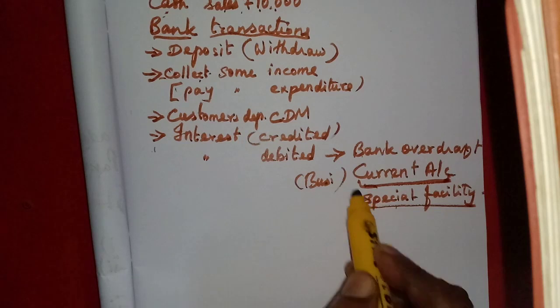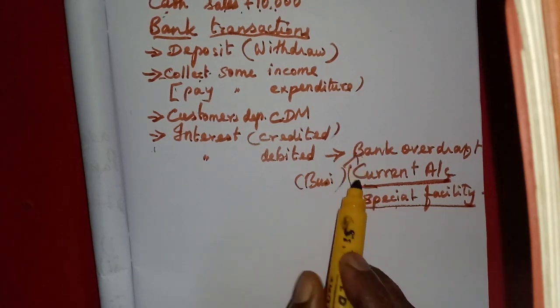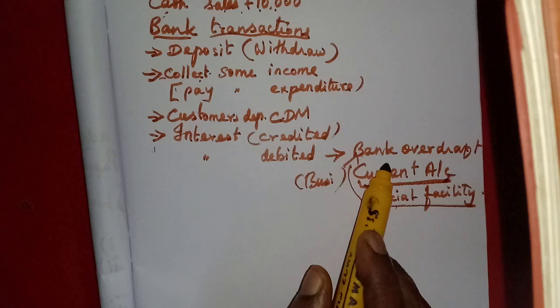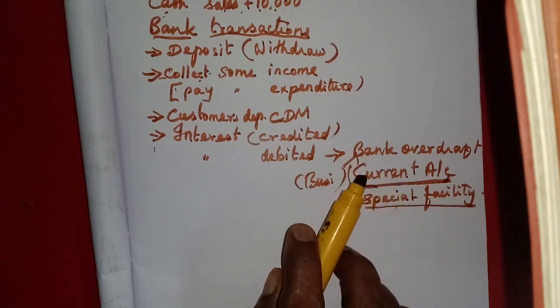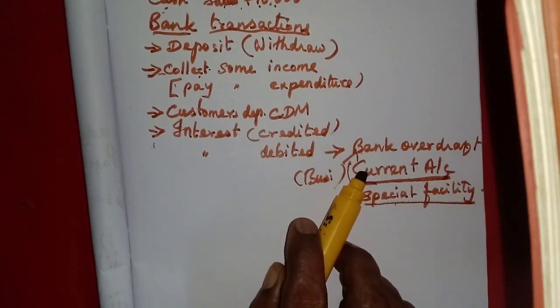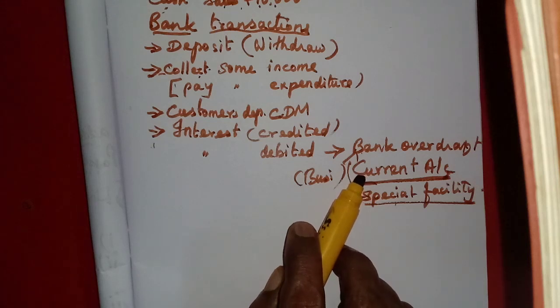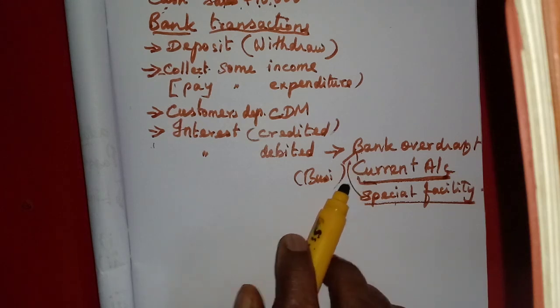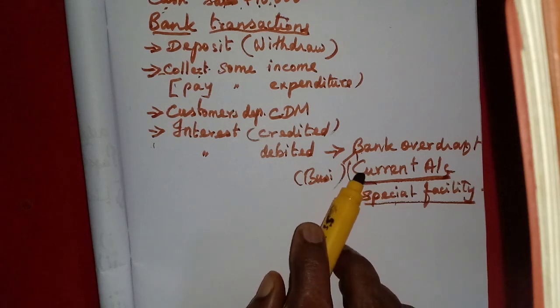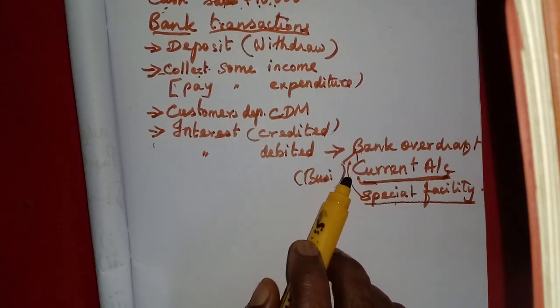That is called the bank overdraft facility. What is the meaning of this bank overdraft? If we have a savings bank account, we are allowed to withdraw money as per the limit that we have in our bank account. For example, if we have 20,000 in our account, we may be allowed to withdraw around 18,000 or 19,000; even for 20,000 they may not give us the full amount. But current account holders are allowed to withdraw money more than their limit.